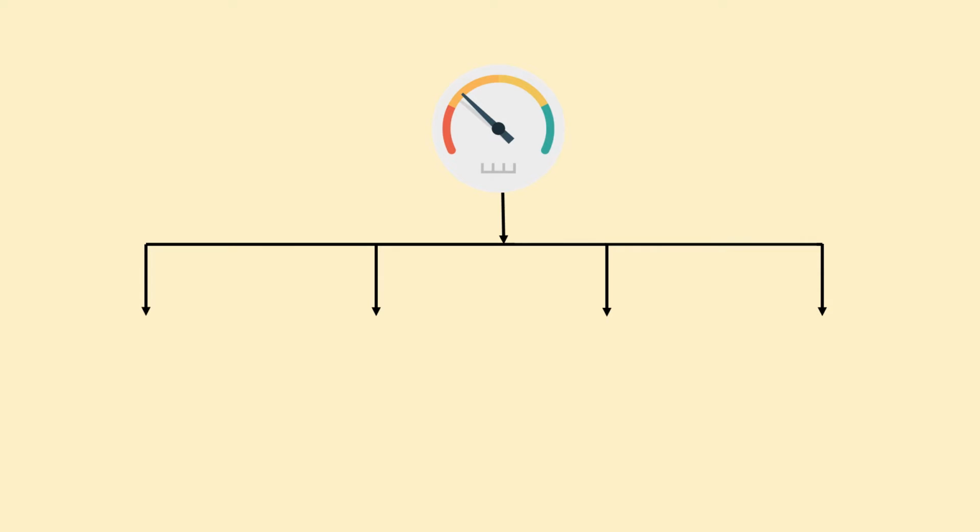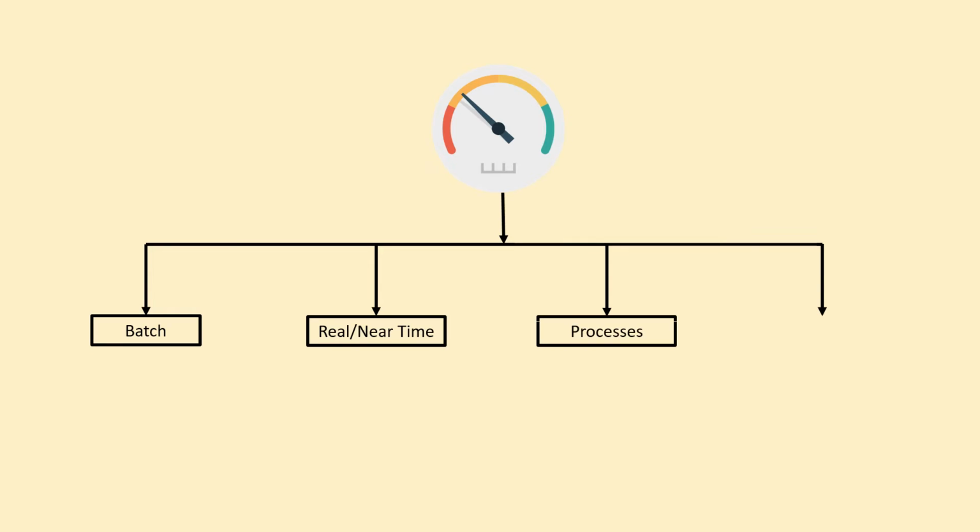The next characteristic of big data is velocity. Velocity is defined as the speed at which new data is generated and the speed at which data moves around. Velocity depends on batch, real or near-time data, processes, and streams.